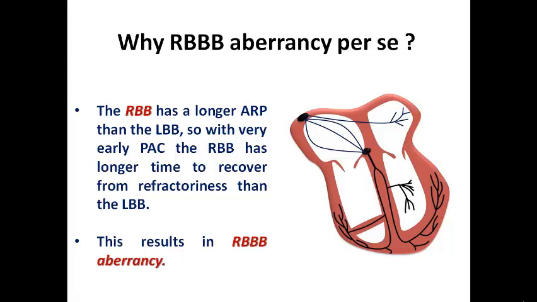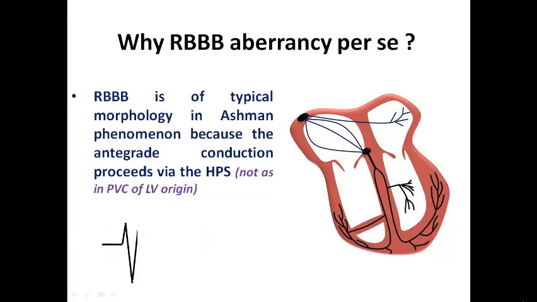And this explains why the aberrant beats commonly show right bundle branch block aberrancy rather than left bundle branch block aberrancy. Of course, we should note an important fact that the right bundle branch block in Ashman phenomena shows typical right bundle branch block morphology, as it shows an RSR' pattern.